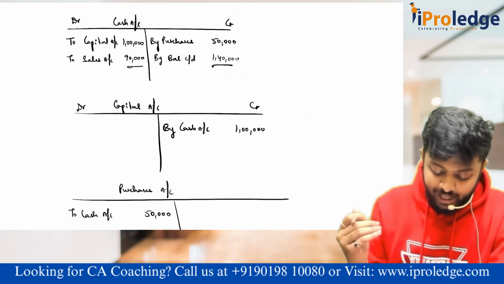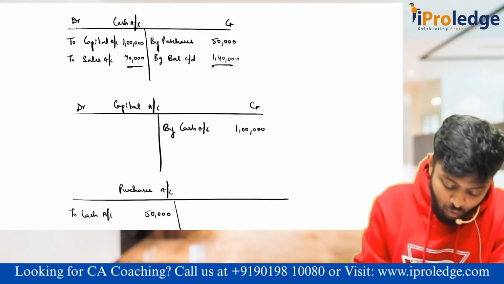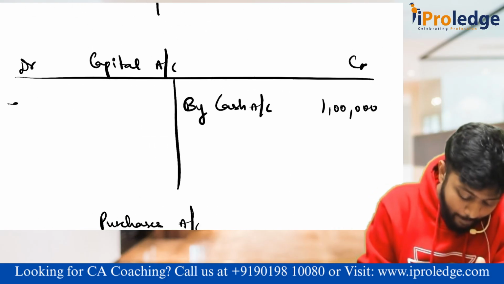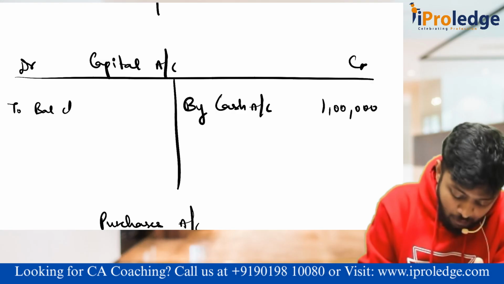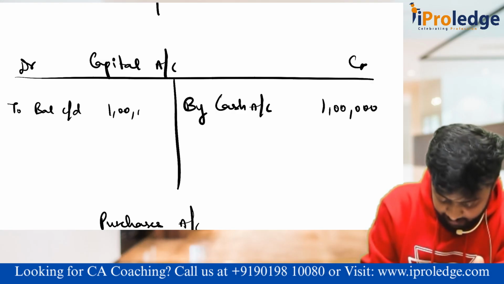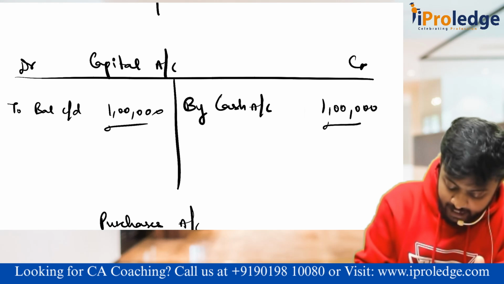Which is the highest side? 1 lakh. Lowest side 0. 1 lakh minus 0, 0. Balance is 1 lakh. By balance carried down, 1 lakh. Done.